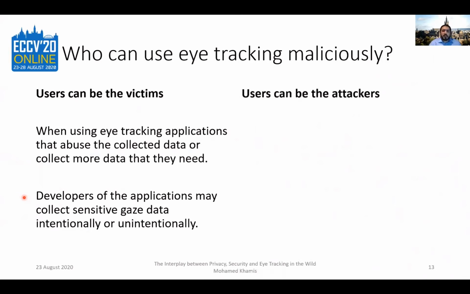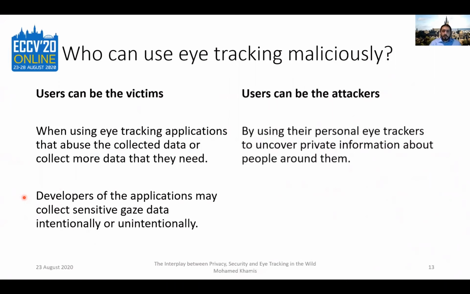Alternatively, what could happen is that a person using an eye tracker in a public area may infer personal information about people around them without their consent. So in an extreme example, imagine I'm holding a mobile device that can track eyes, and I try to track the eyes of the person sitting next to me. I can imagine that in the future you would be able to infer the private information that we've just looked at in the previous slides.